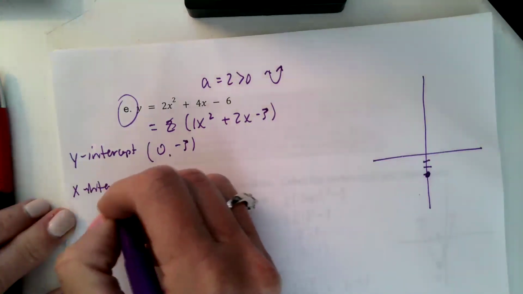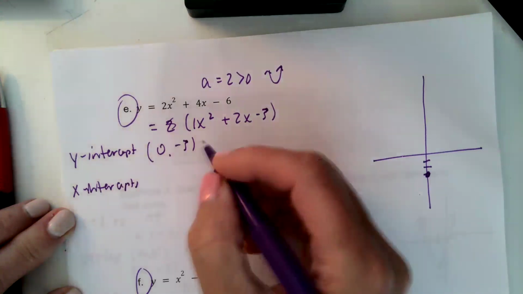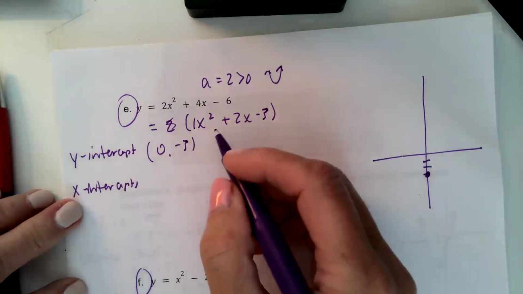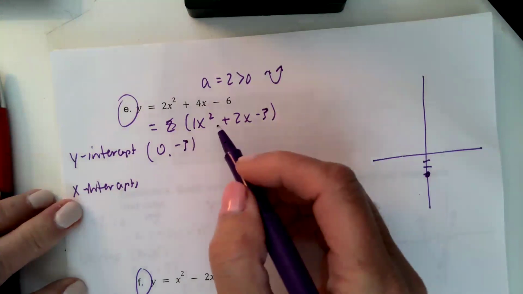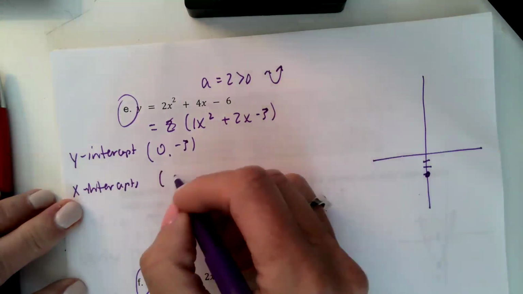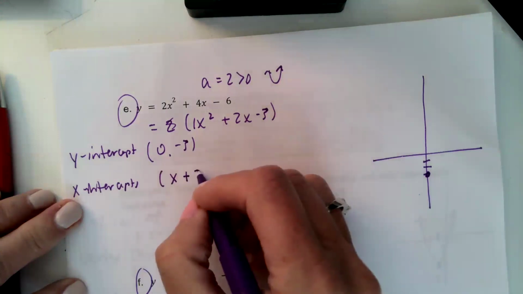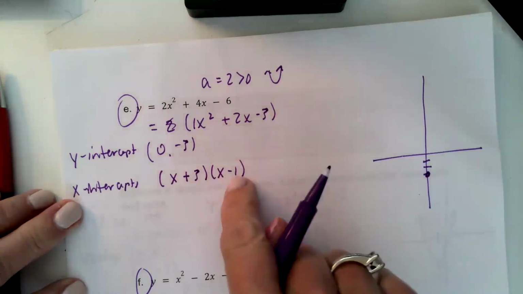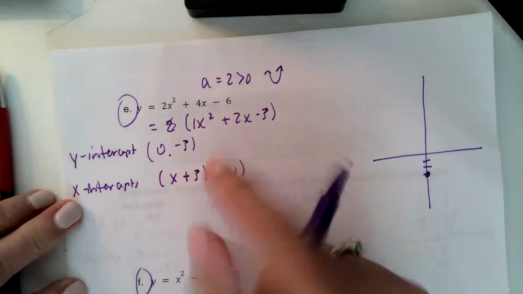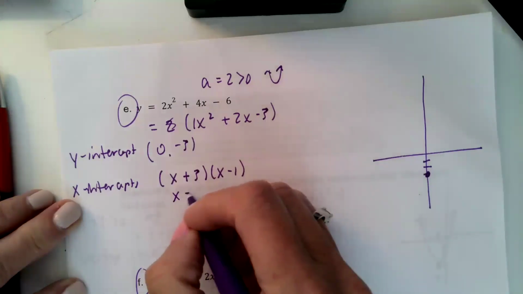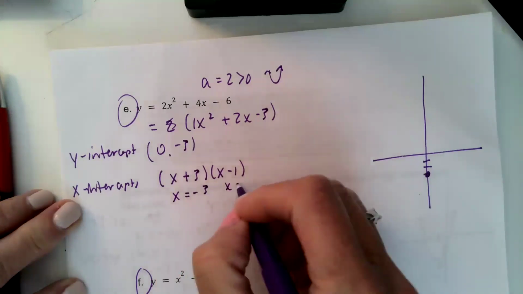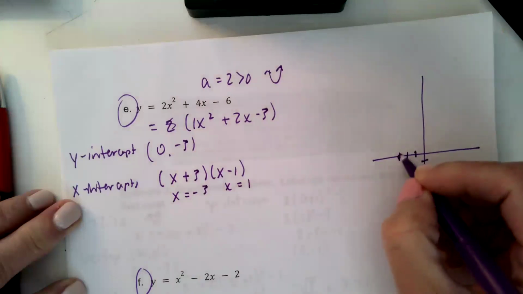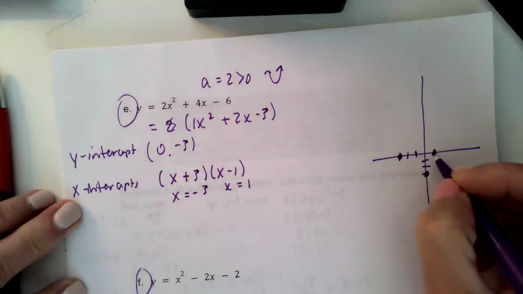And my x-intercepts, now they won't always factor when you have to do these problems. And you can always use the quadratic formula. It's just if it factors, to me, it's so much easier. So 3 and -1 add to make 2, and these multiply to make -3. So my x-intercepts are at -3 and 1. So there's about the -3, and there's a 1.